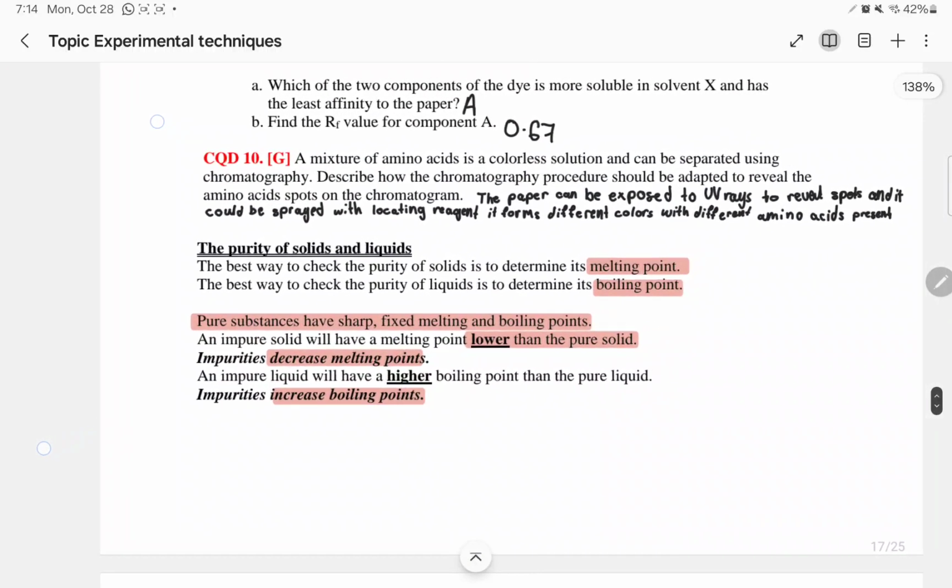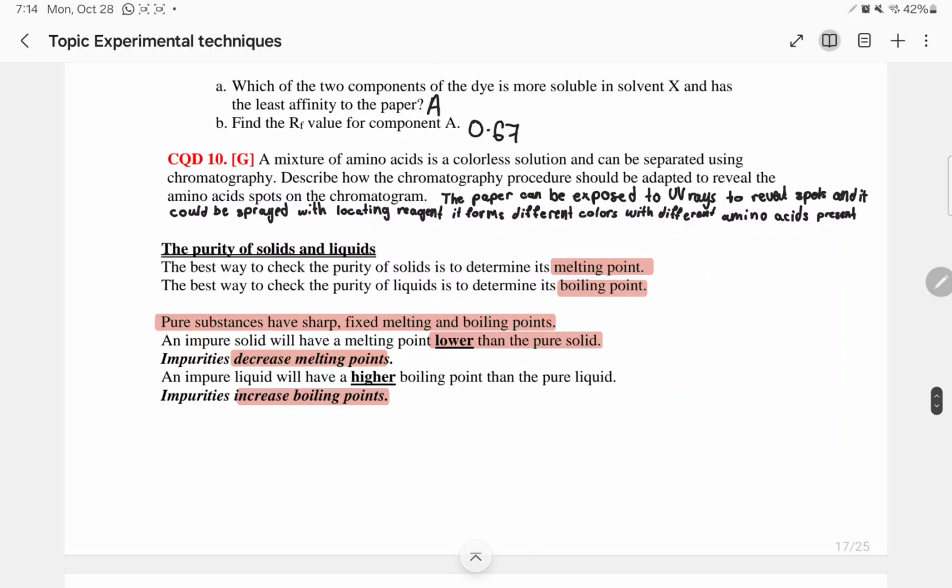Now, if you have amino acids that are colorless and you want to separate them, you could expose them to UV rays to reveal spots, and they could be sprayed with a locating agent, which forms different colors with different amino acids. Okay, so now this one.